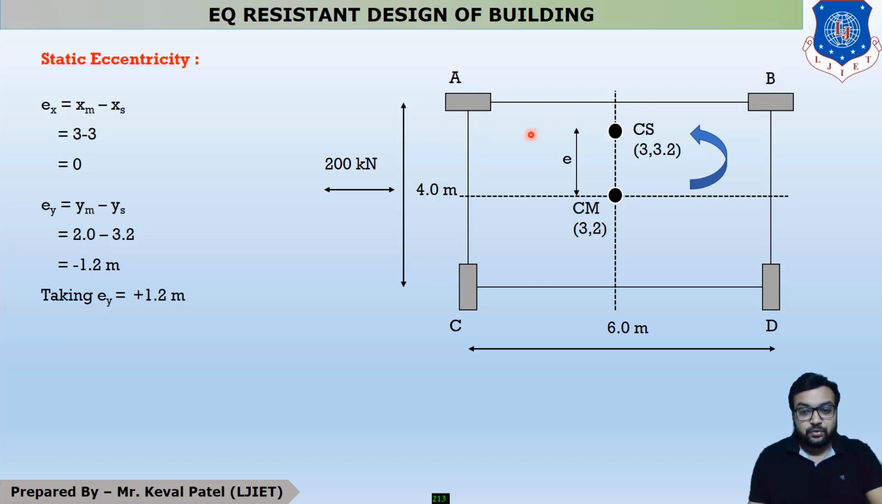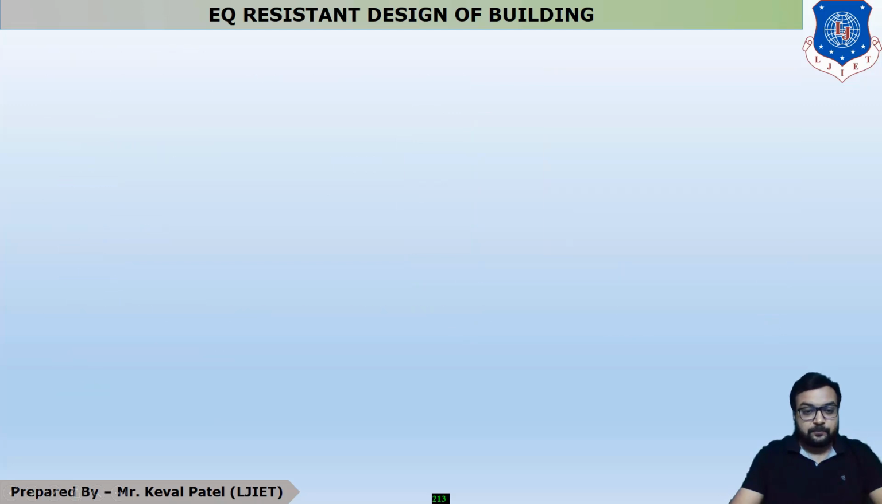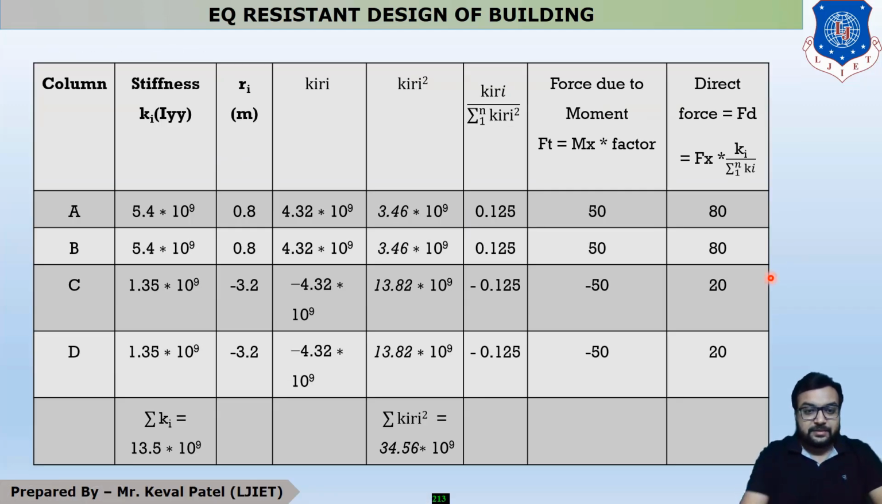Now this line is your origin. So this is plus 0.8. For this in y direction it is also plus 0.8. For this it's minus 3.2, and for this it's minus 3.2. So this is our Ri.